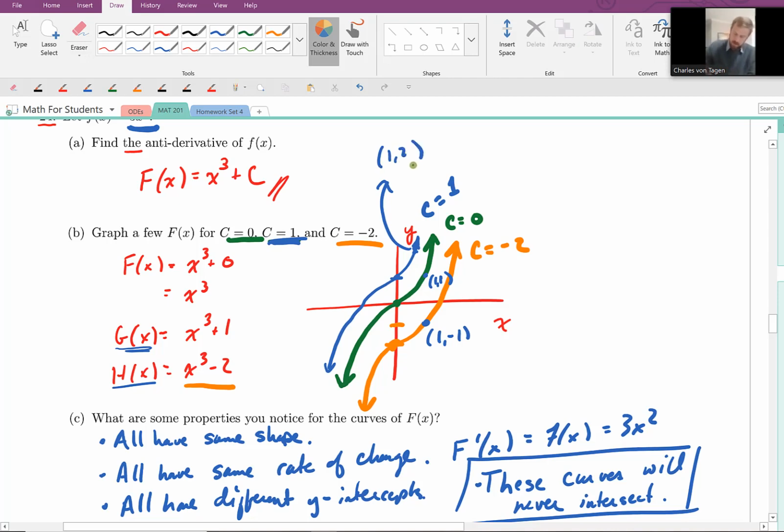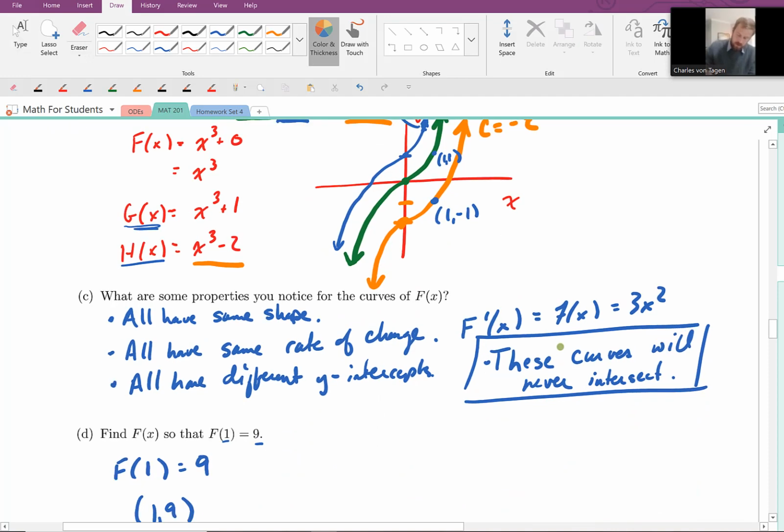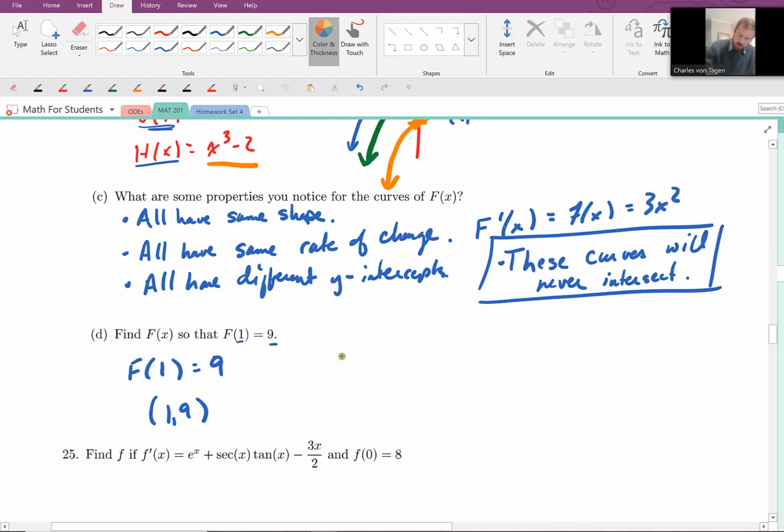Okay? So none of those are the curves, even though they've got the same shape. So what did we say about our function? We said our function, capital F of x, is x cubed plus c. So what do we not know? We don't know what that arbitrary constant is, c. So we need to solve for that c.